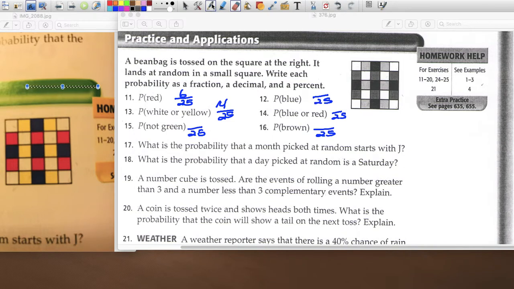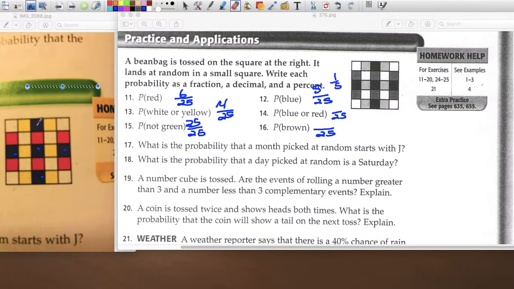What about green, not green? How many colors are not green? Well, everything is not green, so it's 25 out of 25. The probability of blue, and I think these are blue: 1, 2, 3, 4, 5. So it's 5 out of 25, or 1/5 if you decide to simplify.